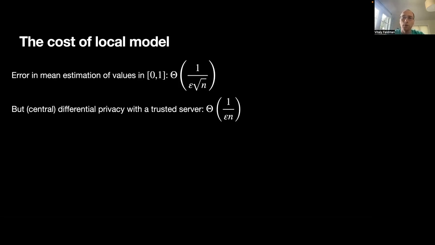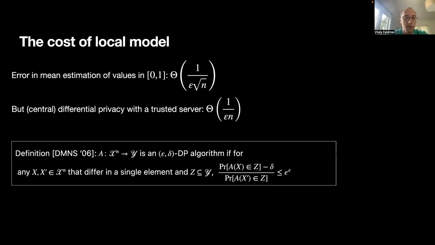And in case you are not familiar or forgot what the central notion of differential privacy is, here is the definition by Dwork and others. The algorithm is said to be epsilon, and often we allow a slight error delta, differentially private if for any pair of data sets that differ in a single element and any event or set of outcomes Z in the output space, the ratio of the probability of that event under the first data set to the other data set is at most e to the epsilon, up to this delta. We allow this delta correction. And it's a standard notion.